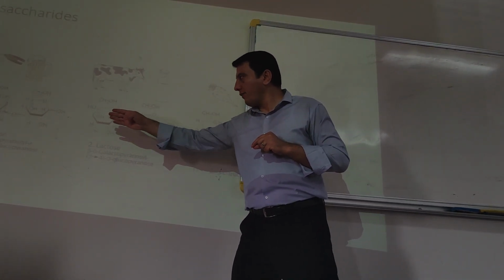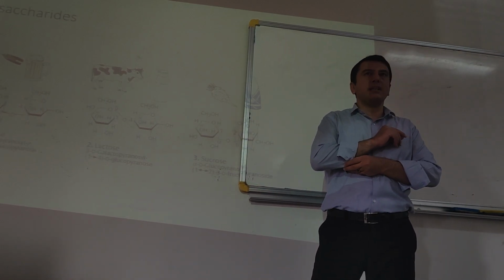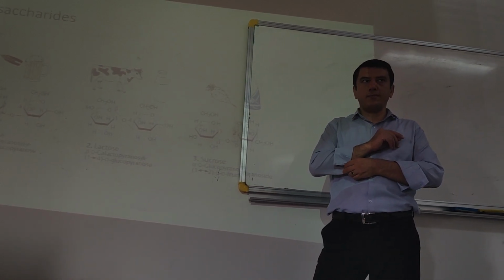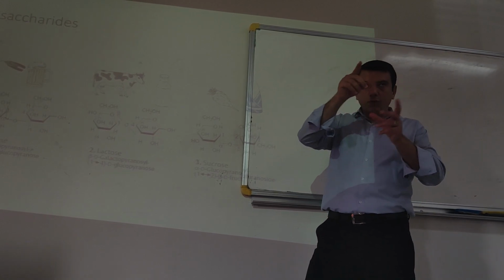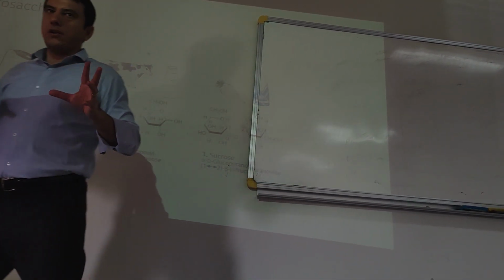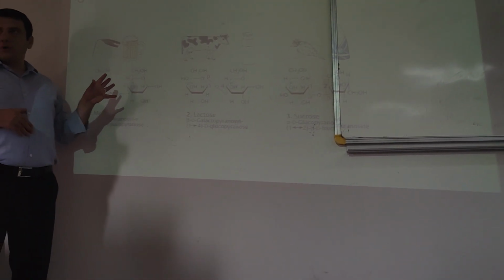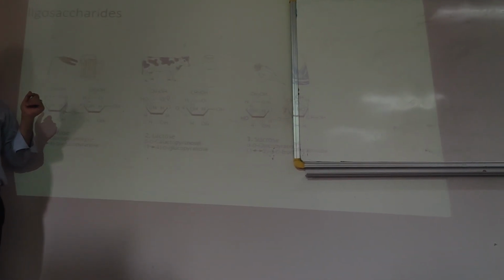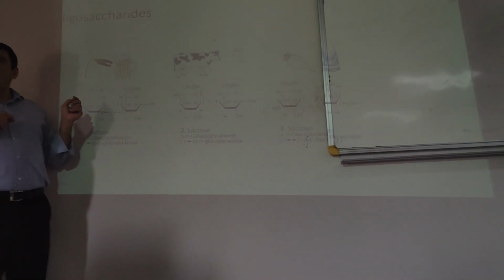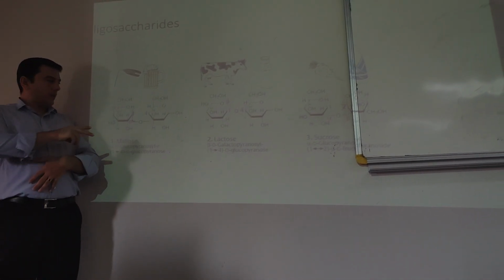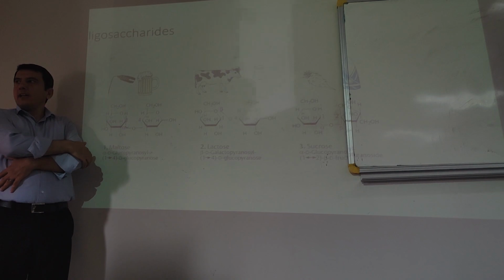So which of these sugars is a reducing one? For asking this question, we should first know what the anomeric carbon is. For the first one, what is the anomeric carbon?